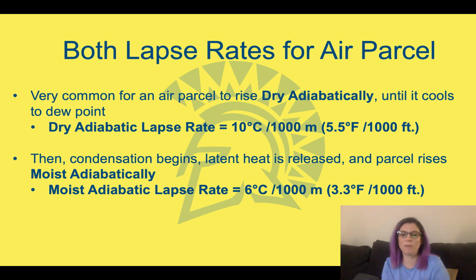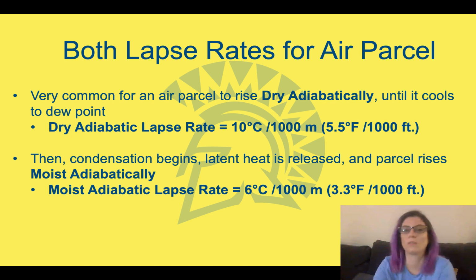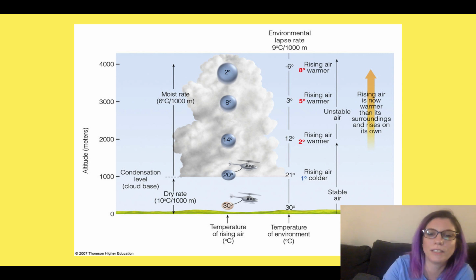Once condensation happens, latent heat release is going to happen. That's going to cause it to cool at a lesser rate. Then it's going to rise at the moist adiabatic lapse rate, so that's going to be 6 degrees per 1,000 meters. This is going to be kind of an idea of how we can look at that.